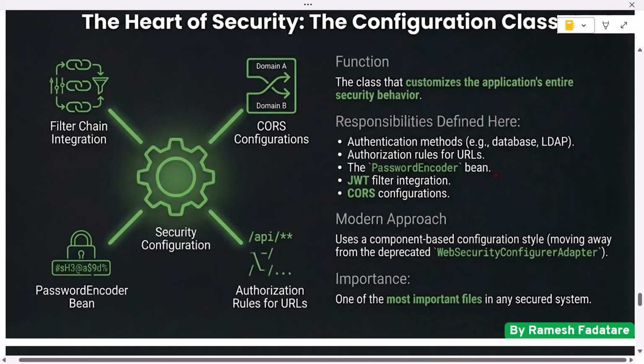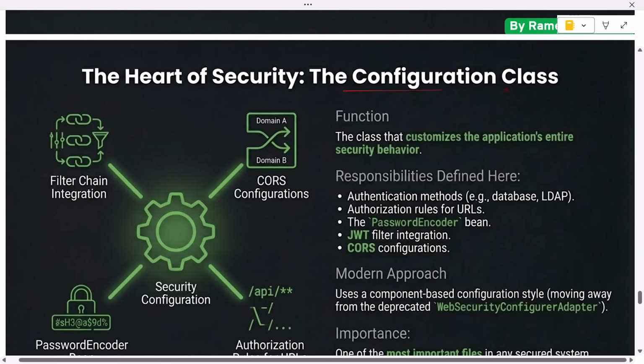Next question: what is a security configuration class? The security configuration class customizes the application's security behavior. It defines authentication methods, authorization rules, password encoders, JWT filters, CORS configurations, and which URLs should be publicly accessible.